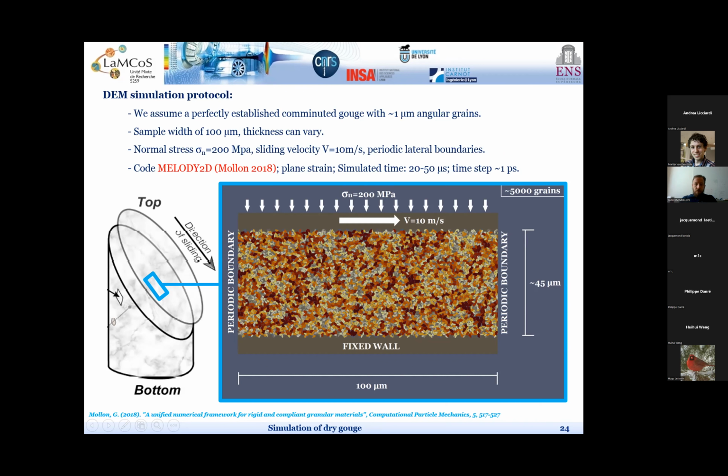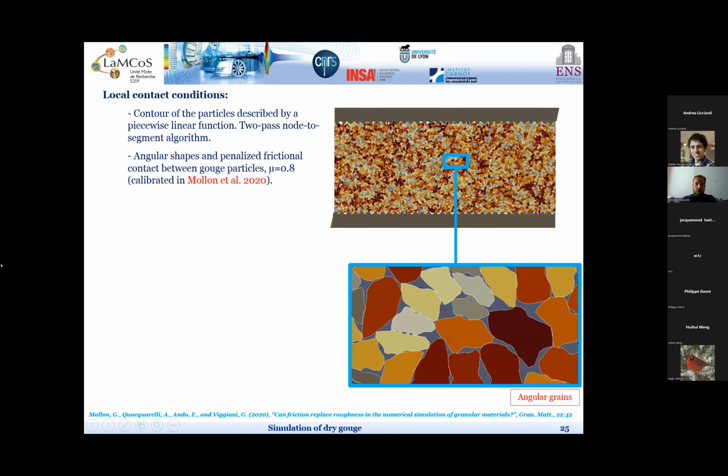We put periodic boundaries here on the two sides to allow sliding for sufficient distance, and we simulate this during a few tenths of microseconds. So this is supposed to represent a small patch somewhere within this interface during sliding events. If we take a closer look, we see that the shapes of the grains are chosen to be somewhat realistic. They are not circular, they are quite angular with facets. They are inspired by what we often see when we put some gouge under a microscope.